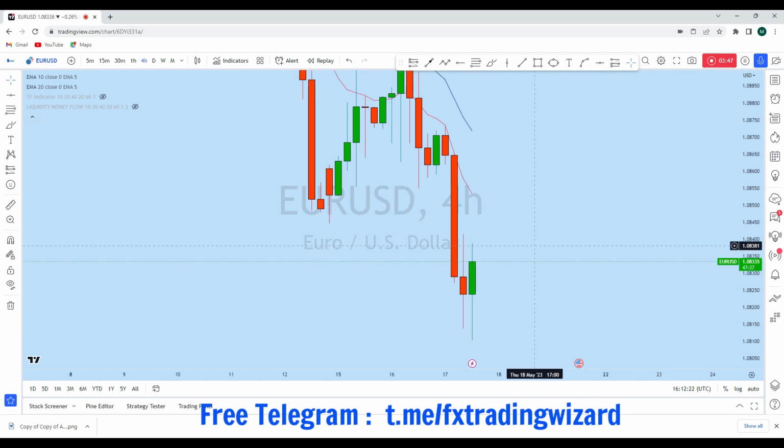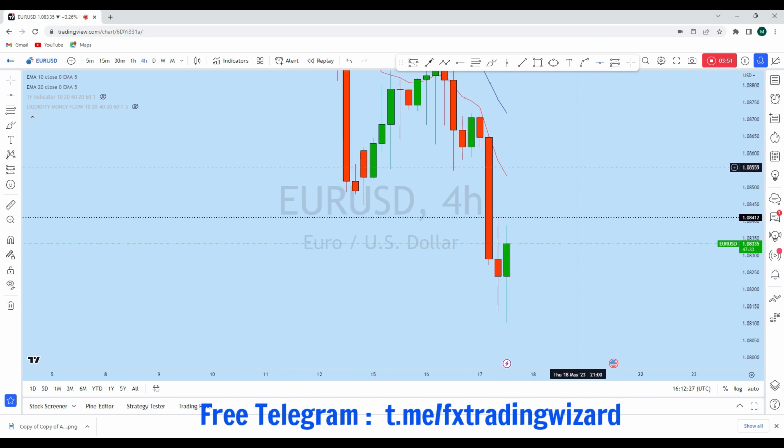This current session's candle is closing in 47 minutes. If this current candle fails to break this previous day's high, there's one scenario that EUR/USD might even respect this resistance and we could see another drop.